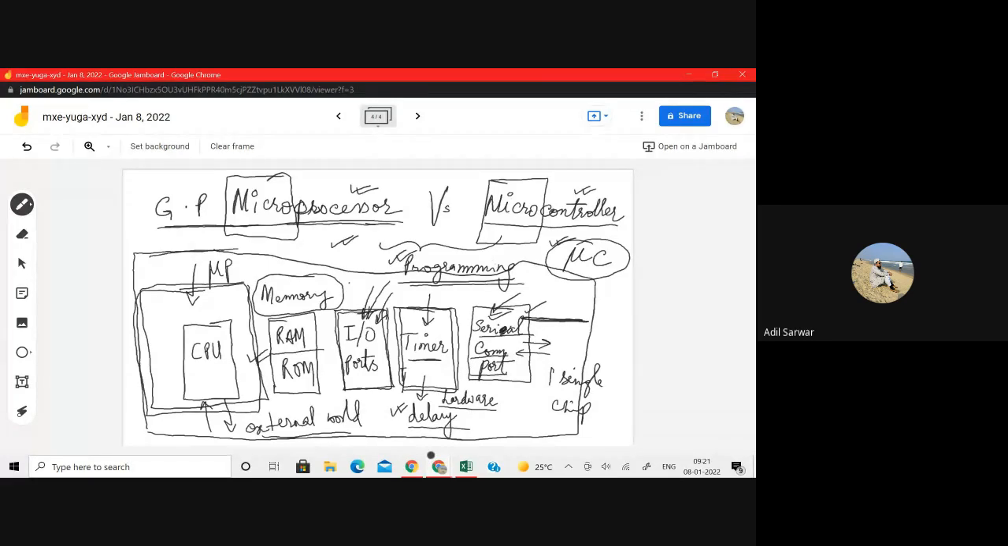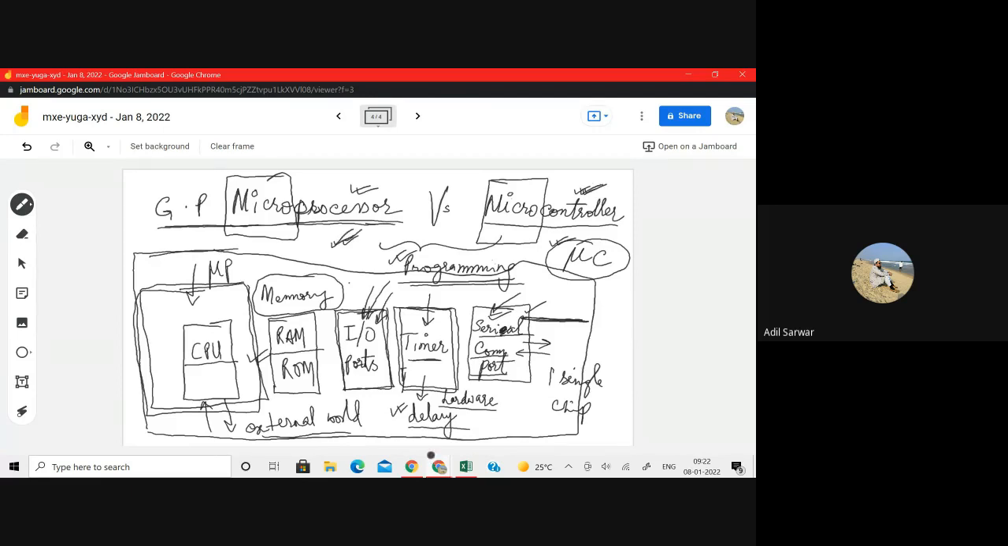In a microprocessor, RAM, ROM, IO ports, timer and serial communication ports reside outside the processor. The processor is a chip, and the rest of these peripherals and memory reside outside the chip of the microprocessor. While in a microcontroller, all these peripherals along with the memory reside within the chip. So the CPU is there, and along with the CPU, these peripherals are also there within the chip. This is one of the basic differences between a microprocessor and a microcontroller.